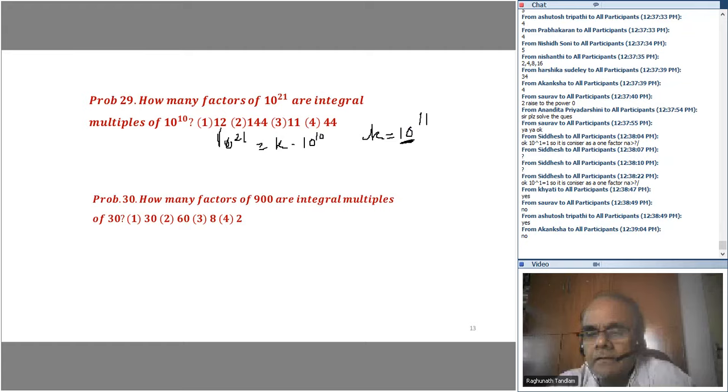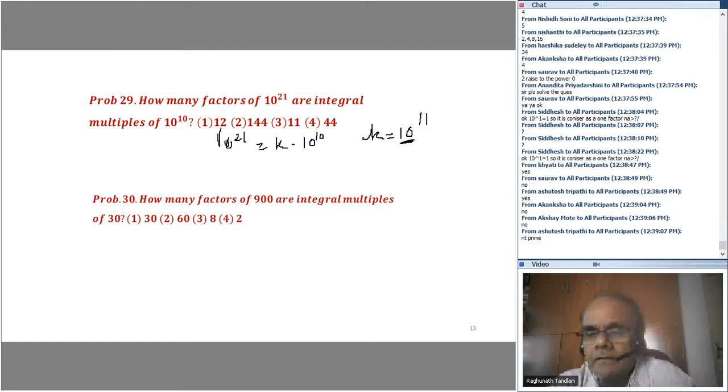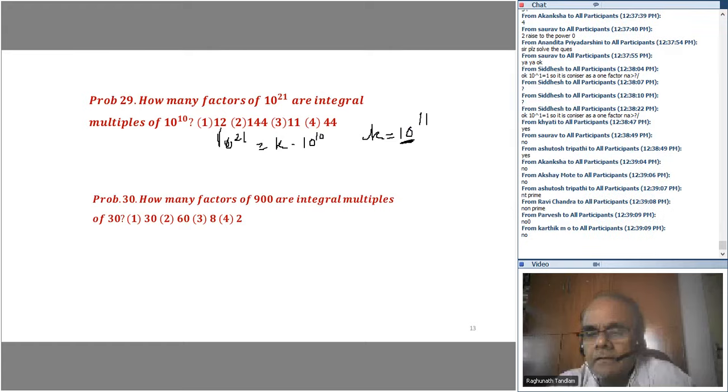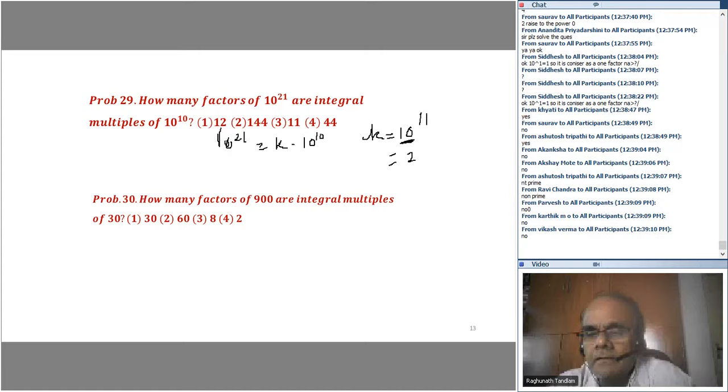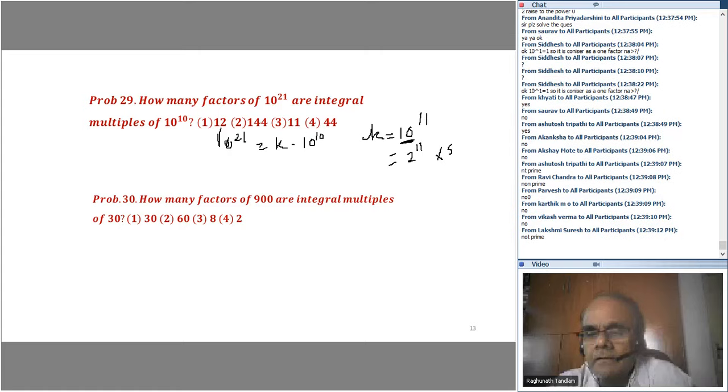Should I explain this? So it's 2 power 11 into 5 power 11. How many factors will I have? 11 plus 1 into 11 plus 1. What is 12 into 12? 144. Are we clear now?